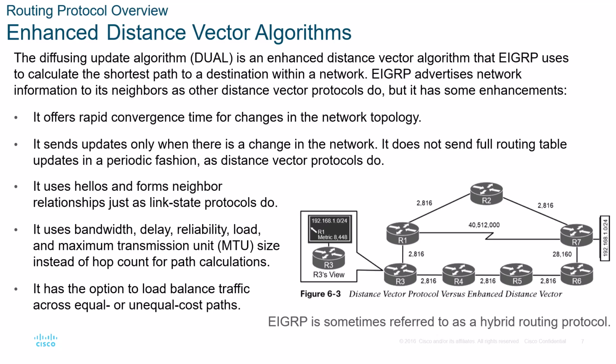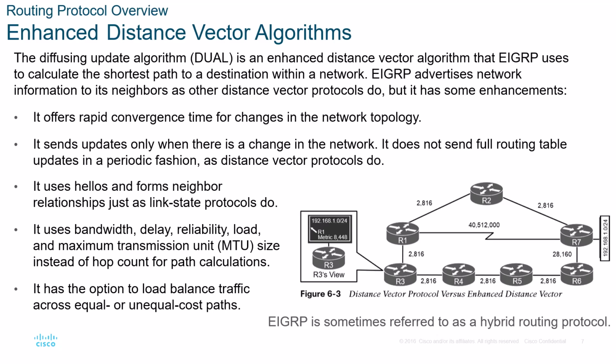EIGRP will advertise the network information to its direct neighbor, as other distance vector protocols will also, but there are some modifications. First of all, it offers rapid convergence time to changes in the network topology. So if a modification is there, EIGRP can actually handle this a little quicker. It sends updates only when there is a change in the network, and it doesn't need to send the full routing table, as other distance vector protocols do with periodic updates.